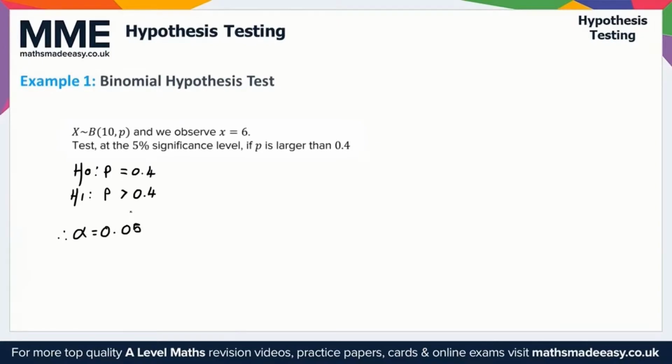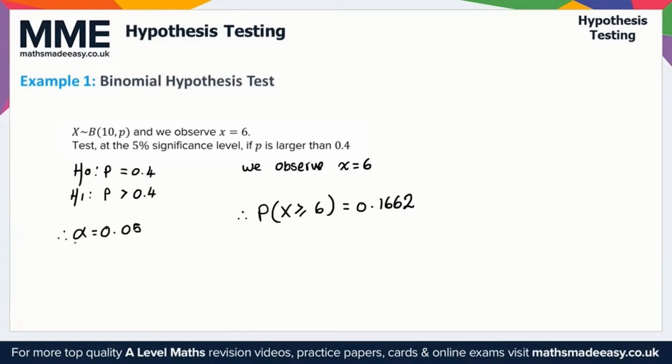So all we need to do now is test the evidence. So we observe x equals 6. So therefore, as this is greater than, we're testing our evidence here. That's the probability that x is greater than or equal to 6. And this is equal to 0.1662. So just use your calculator to obtain this value.